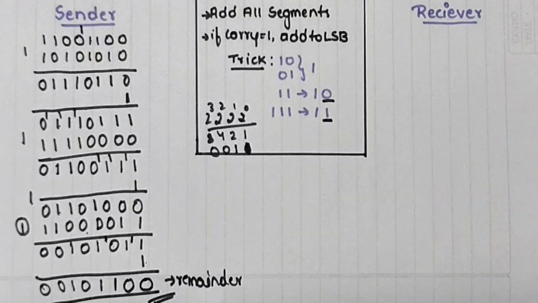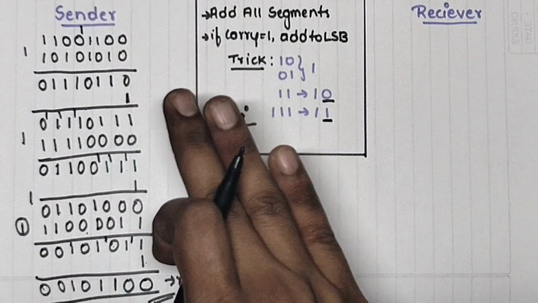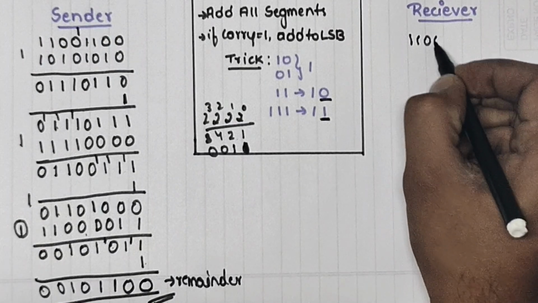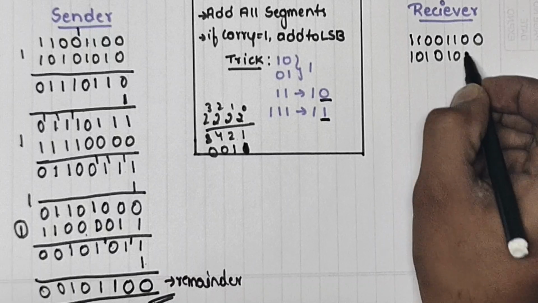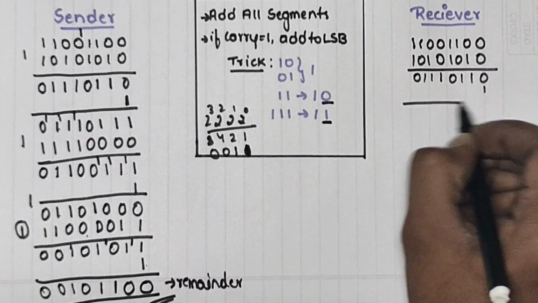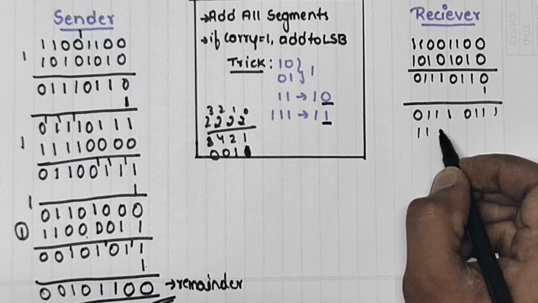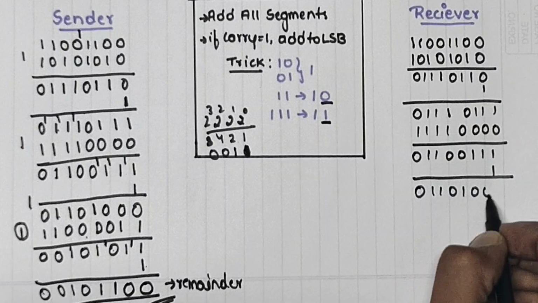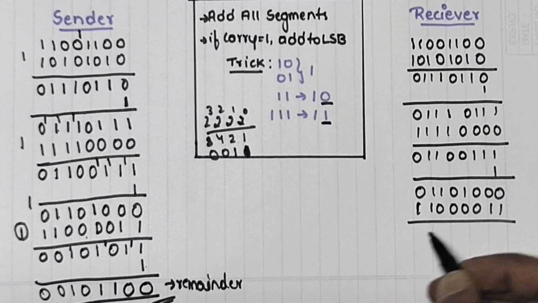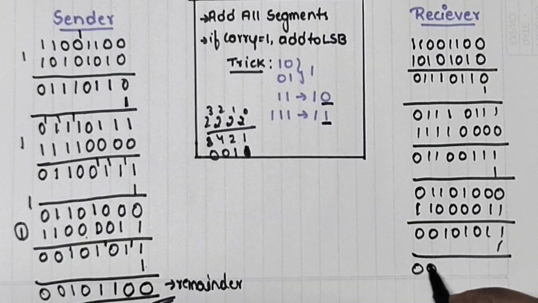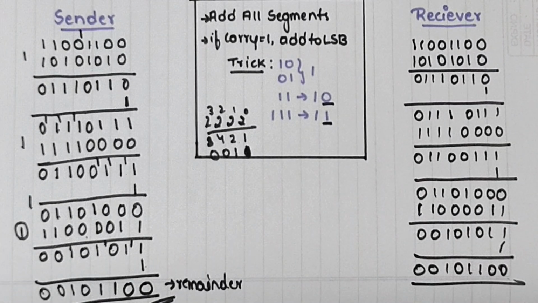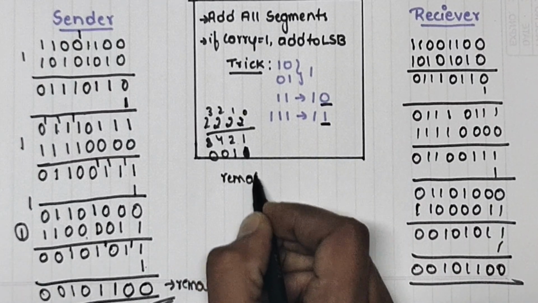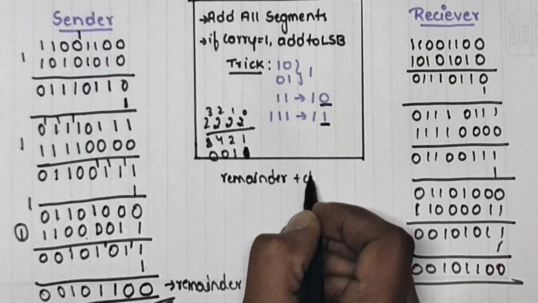So the next step is just copy what you wrote in the sender side towards the receiver side also. Same you must copy there also. So now what we will be doing is we will be adding the remainder and the checksum.